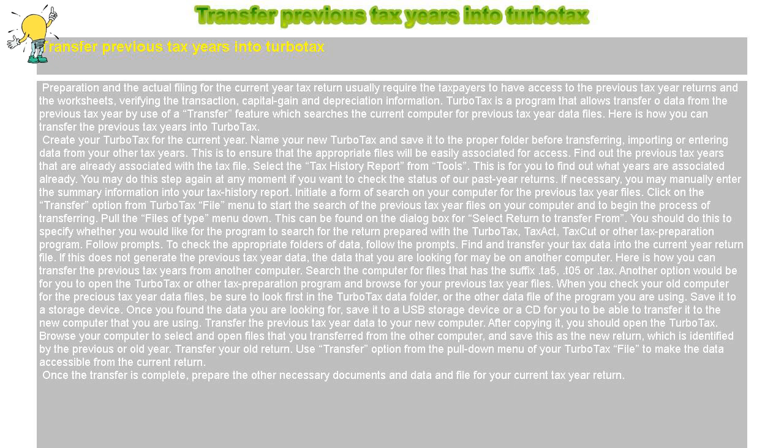Search the computer for files that have the suffix .ta5, .t05, or .tax. Another option would be for you to open TurboTax or another tax preparation program and browse for your previous tax year files. When you check your old computer for the previous tax year data files, be sure to look first in the TurboTax data folder, or the data folder of the program you are using.